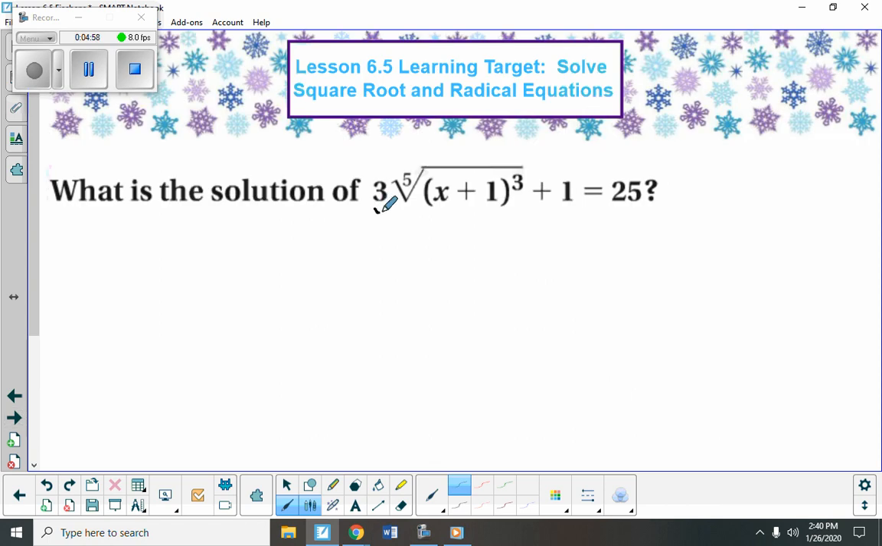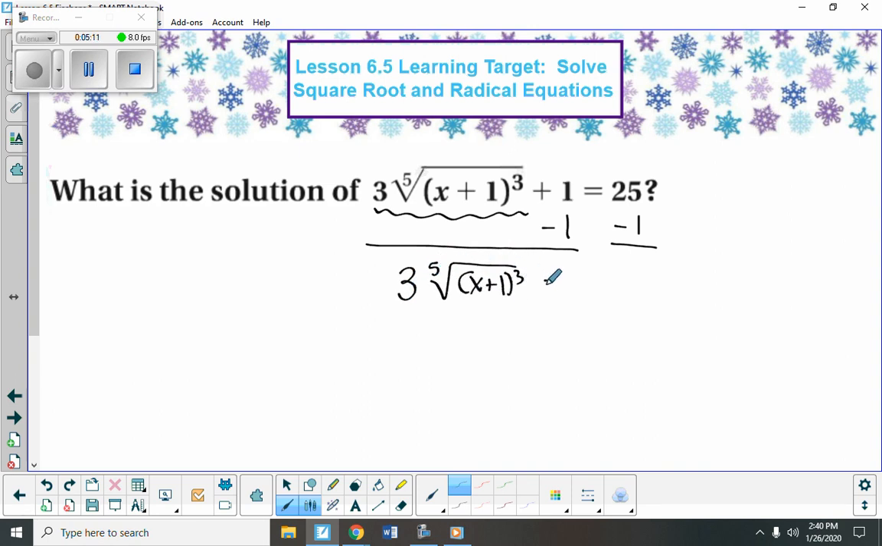So first, we want to isolate the term that has the variable. So we're going to get rid of the plus 1 on both sides. And then we're working to isolate this term, so it's getting multiplied by 3, so we're going to divide by 3.